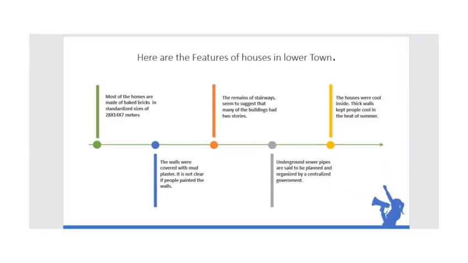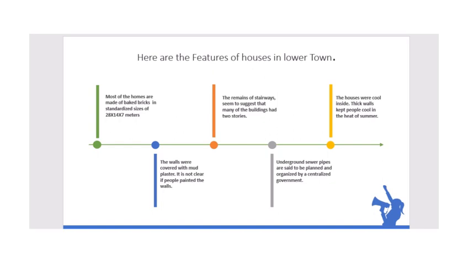Here are some features of houses in Lower Town. Most of the houses are made of baked bricks in standardized size. The remains of stairs seem to suggest that many of the buildings had two stories. The houses were cool inside. The thick walls kept people cool in the heat of summer.